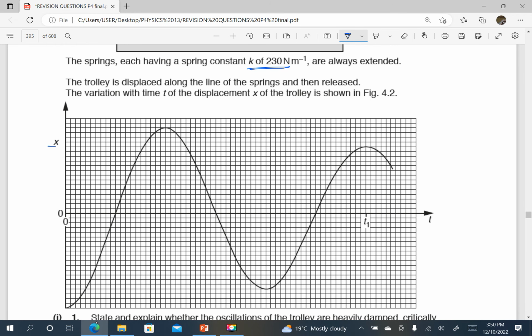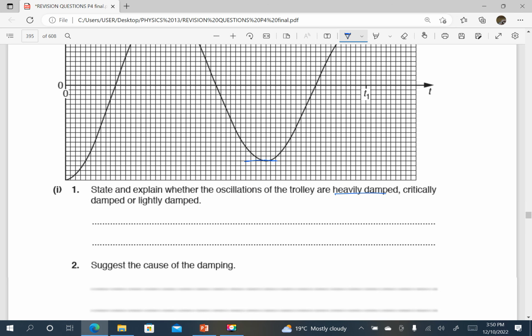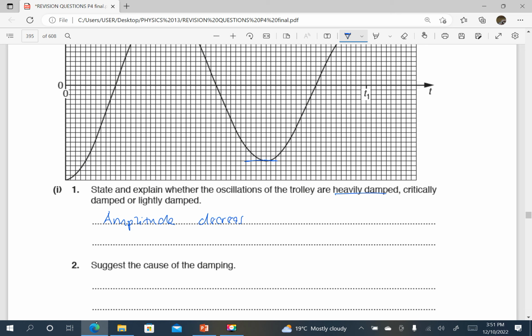Let's check the amplitude. Of course, we start with this amplitude, we move to this one, to this one. The amplitude is gradually decreasing, so this is lightly damped. Amplitude decreases gradually as oscillations continue. So, lightly damped.